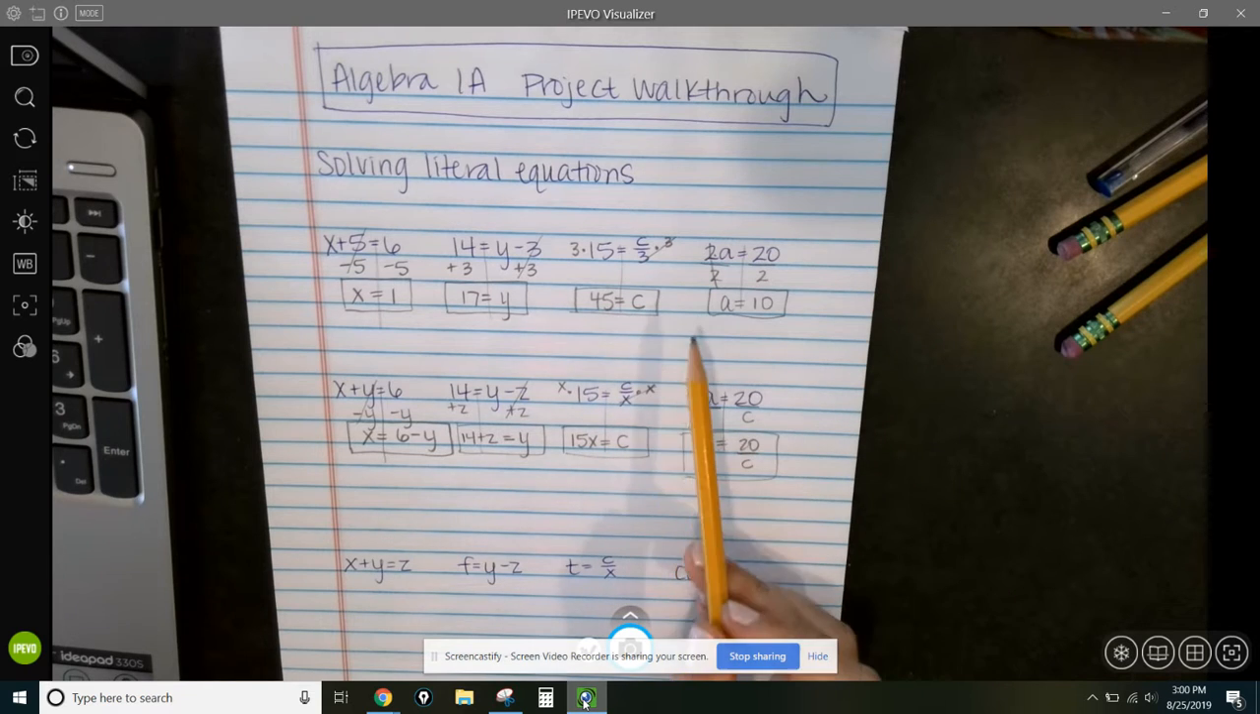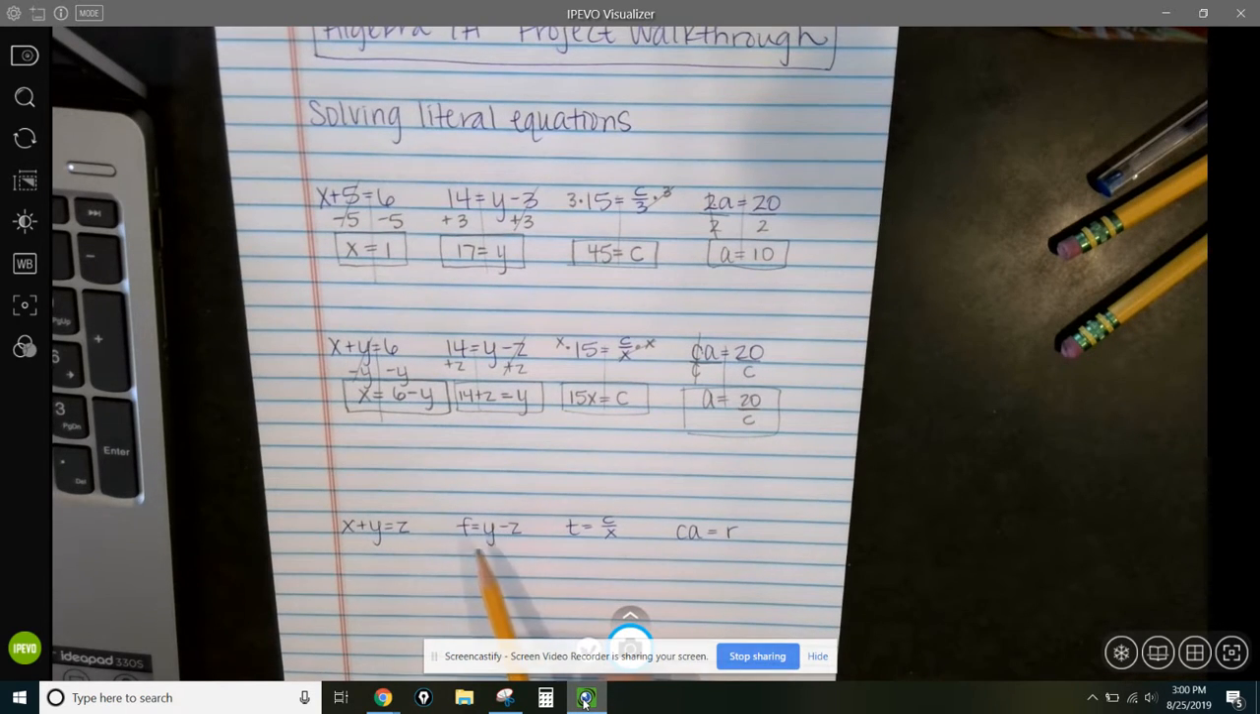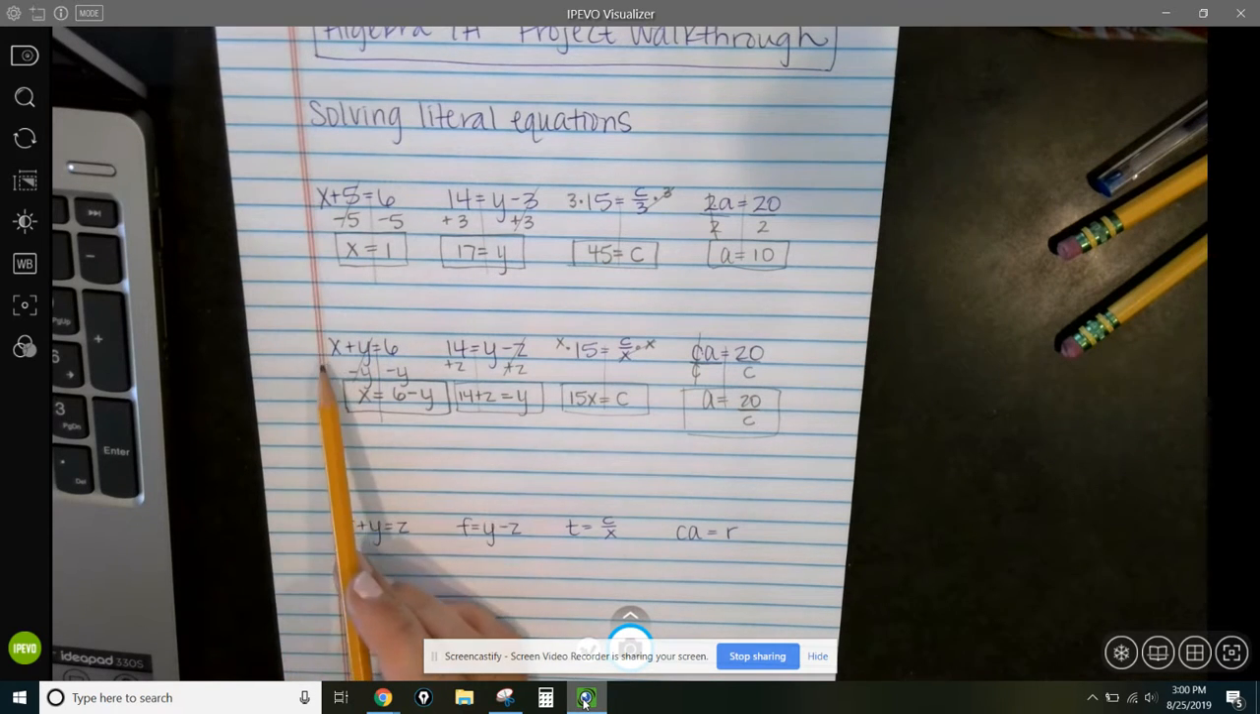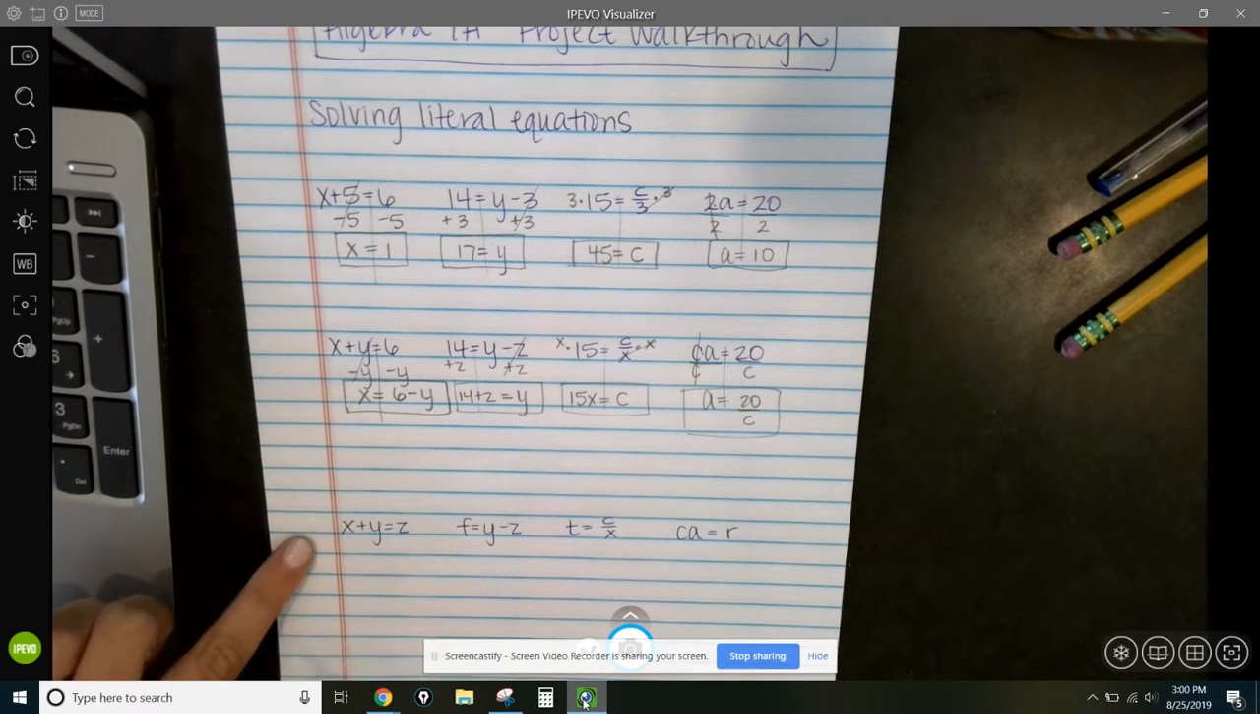All right, so neither of these are what you're actually doing on the project. This next step would be what you have to do on the project, where there's just a lot of variables and not so many constants. So same thing, I'm still going to try to isolate x, just like I did here and here and here. I'm going to do the same thing.